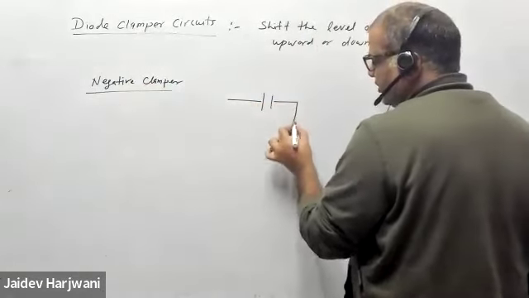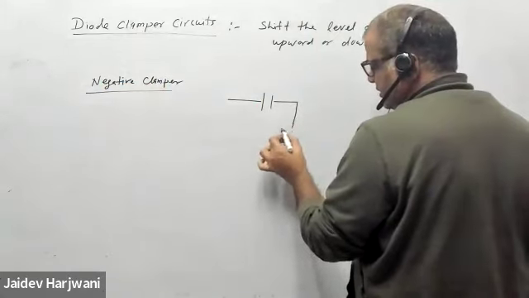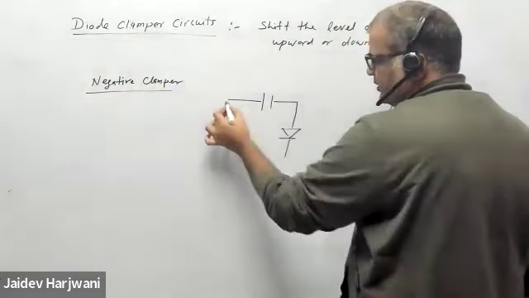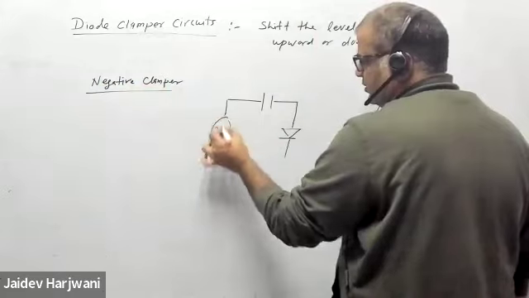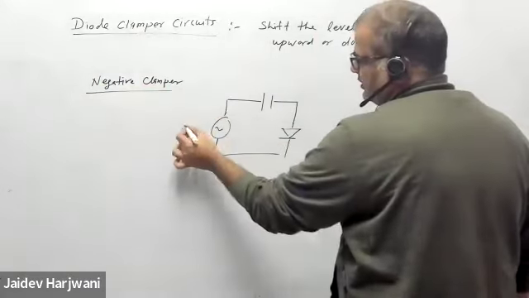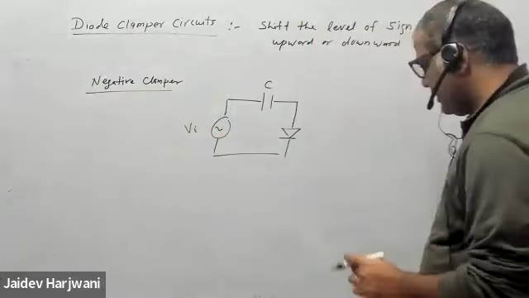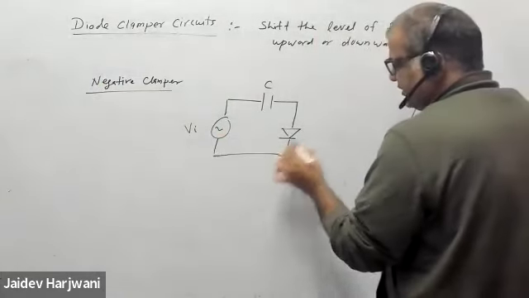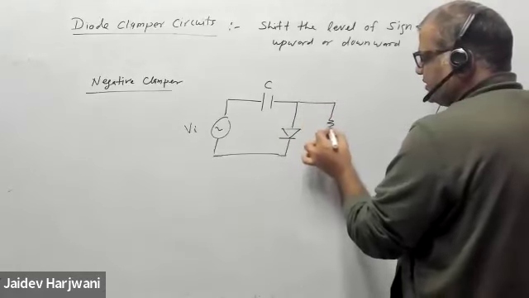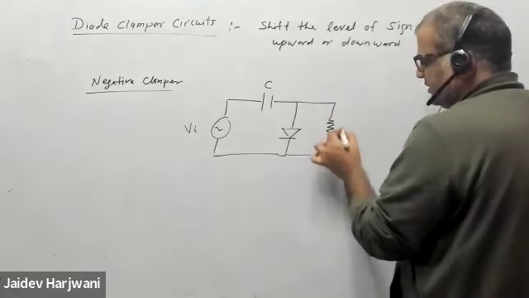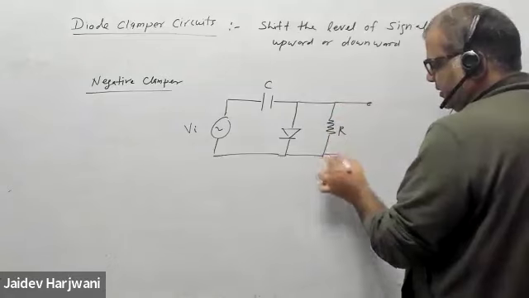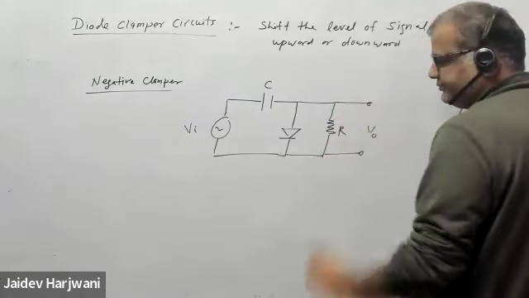So in the clamper circuit, you always will have a capacitor. Here you have a diode, and here you are applying signal. This is your V input signal. This is your capacitor. Let us call diode is ideal. I am putting a resistance R across, and I am taking the V output here.